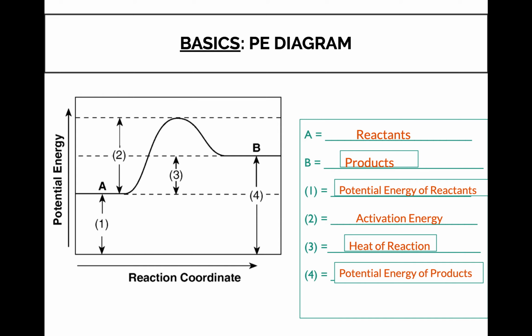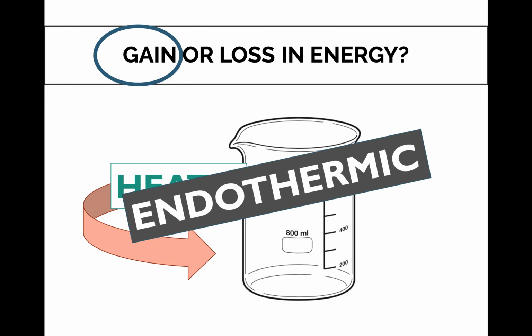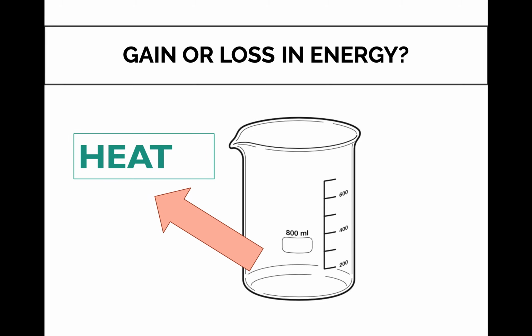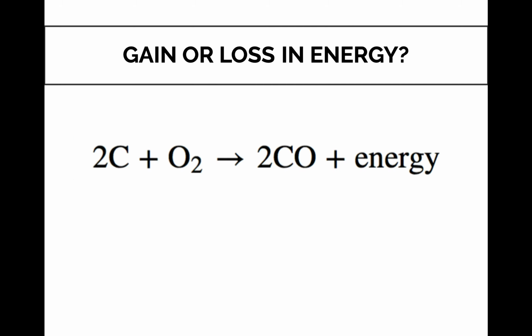So a gain or loss in energy. If I'm adding heat to this beaker, is it going to be gaining energy or losing energy? It's going to be gaining energy. And like I said before, the term for a chemical reaction gaining energy is endothermic. Now, if I'm removing heat from this beaker, that's a loss in energy, and that term is referred to as exothermic, an exothermic reaction.